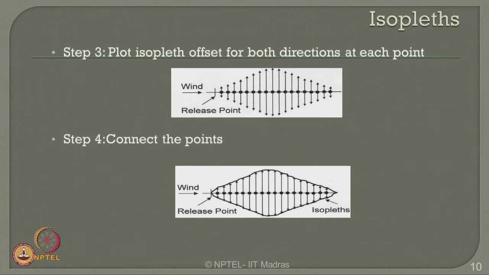In step number 3, I plot the isopleths because I know the offset of the concentration at different points. Now I plot the isopleth offsets for both directions at each point, then I connect the offset points as you see here and draw the isopleths.